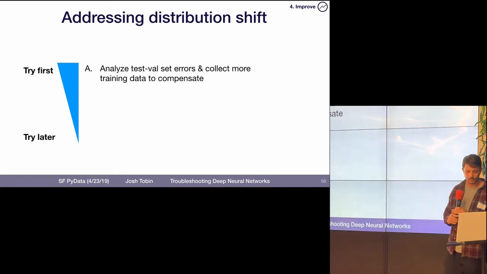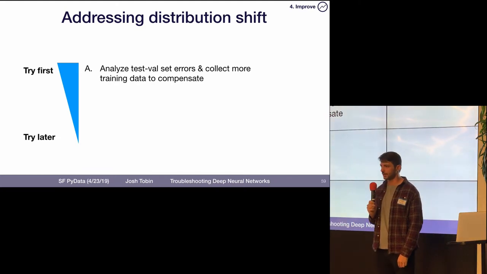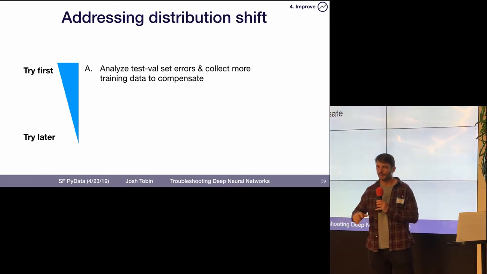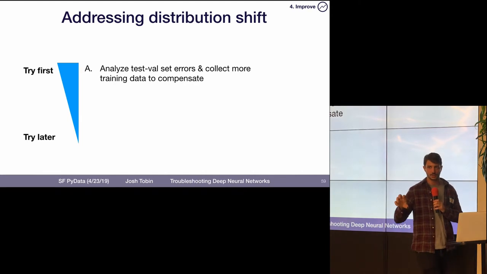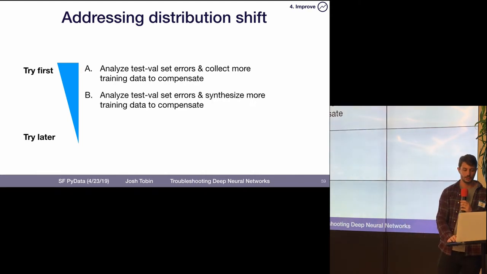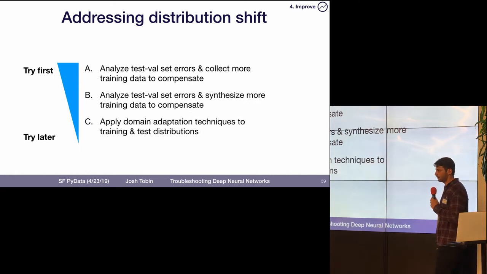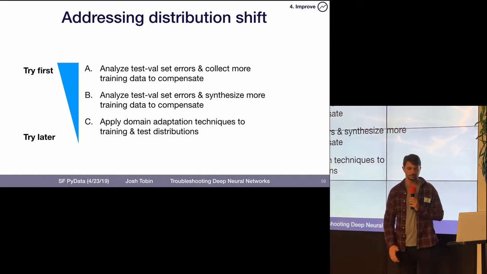But if you can't, then there's actually a process here that works really well that's super manual, which involves actually looking at the errors that you make on your test val set and your train val set, and then picking out the major error categories and specifically collecting or synthesizing more data to address those error categories. And I'll give an example of how you might go about this.